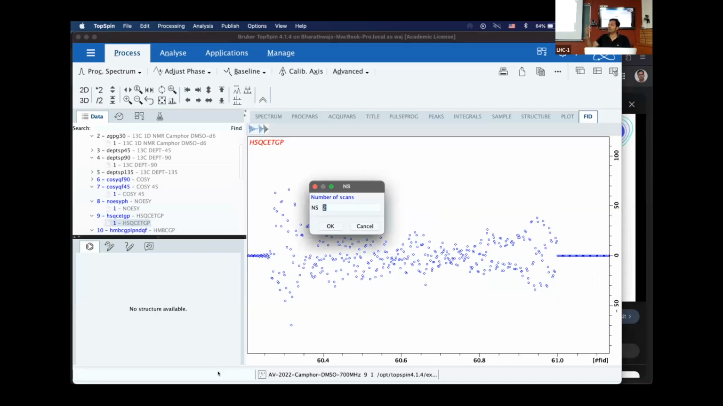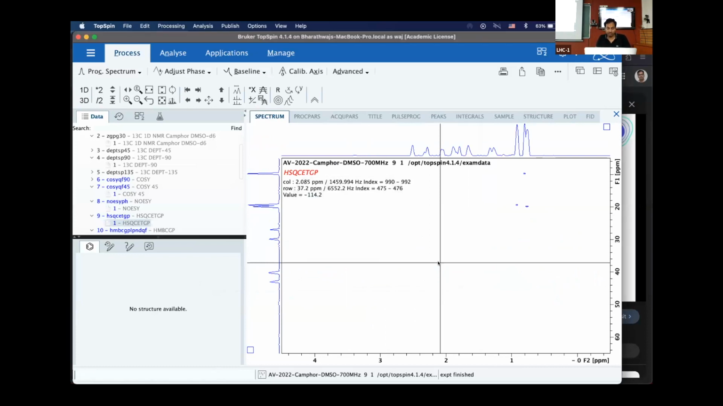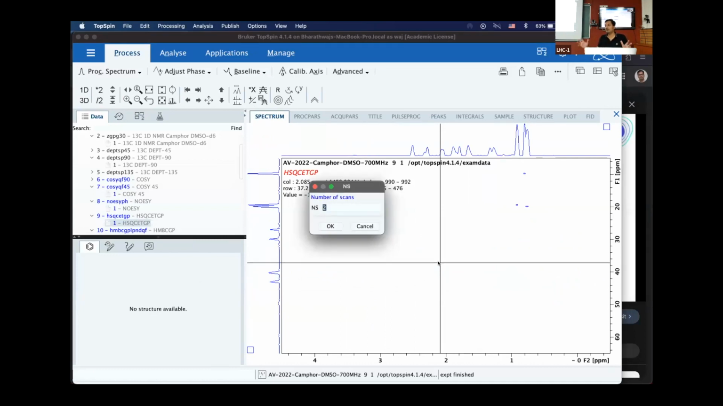Each experiment is repeated twice for doing something called phase cycling. What is the D1? D1 is 1 second. What is the number of dummy scans? 32 dummy scans were applied. Total number of scans was 2. And then you can put it all together and also estimate what will be the total measurement time for something like this.